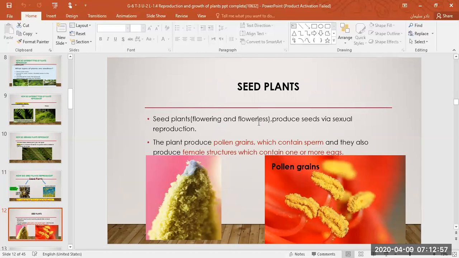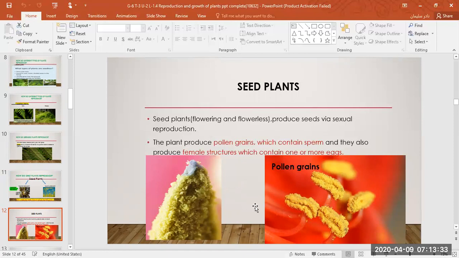Now to speak more about the seed plants. As we said, both flowering and non-flowering seed plants produce seeds by sexual reproduction. They both have sex cells, because sexual reproduction requires sex cells, male and female cells. So here we have the male part, which is called the pollen.